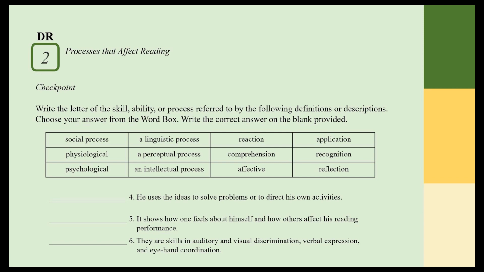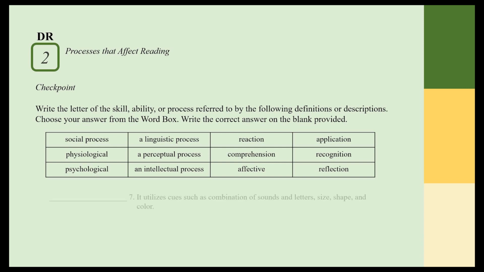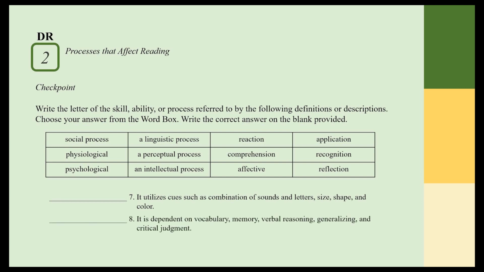If you need more time, you can pause this video. But if you're through, let's now proceed with the next items, number 7 and 8. For number 7, it utilizes cues such as combination of sounds and letters, size, shape, and color. For item number 8, it is dependent on vocabulary, memory, verbal reasoning, generalizing, and critical judgment.